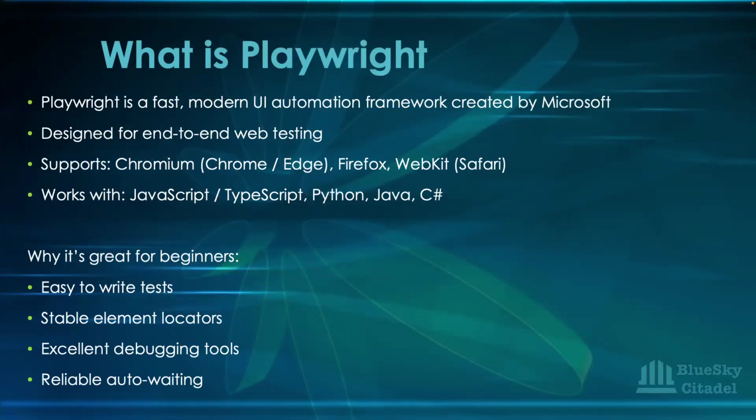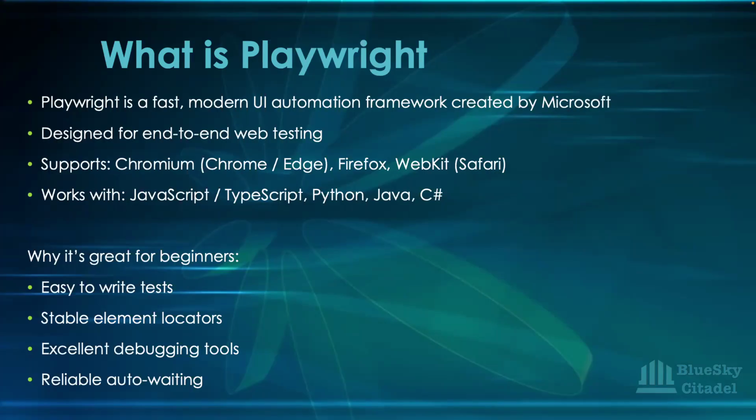Okay, so what exactly is Playwright? Playwright is a fast, modern UI automation tool. UI means user interface, or to be precise, web UI automation, because UI automation can also be for mobile applications or even desktop applications. UI is anything you can see or the user can interface with. It's a modern web automation framework, and it was created by Microsoft.